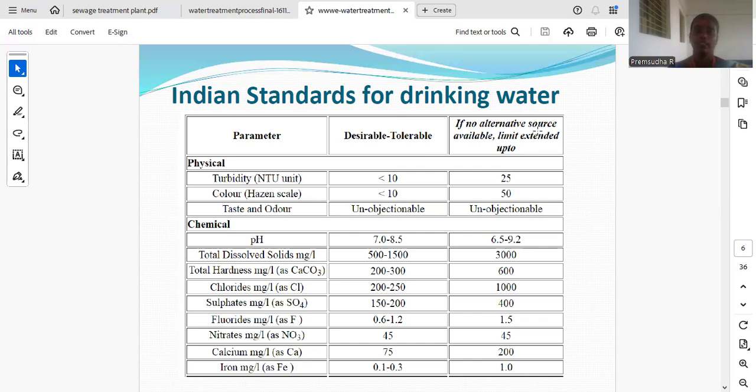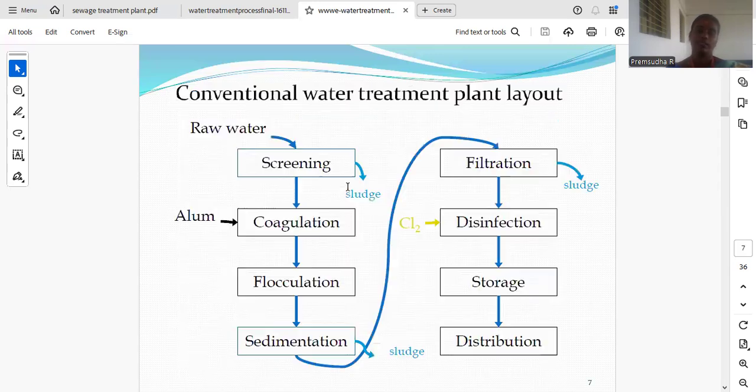Then color. We all know water is colorless. It is measured using a tintometer and the unit is the platinum cobalt scale. But here they are saying it is available up to 50 in the other case, but we won't use colored water normally. Then taste and odor should be unobjectionable. So if any smell comes, we won't use that water, and if the taste is changing, then we have to go for treatment.